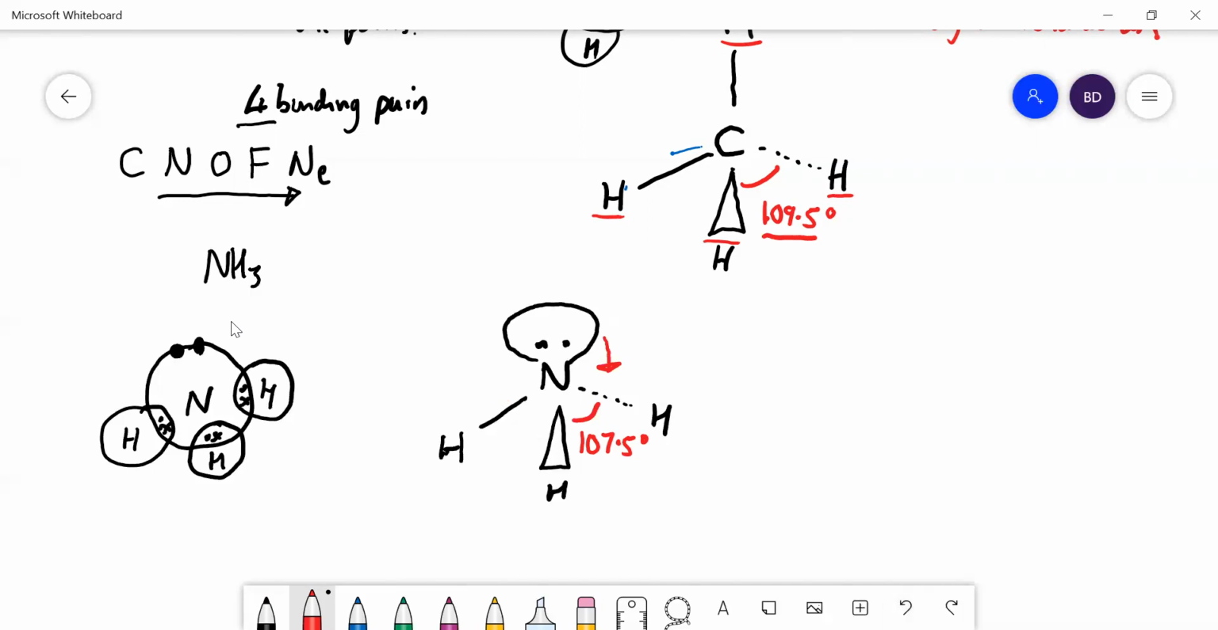Okay, so that is the case when we have three bonding pairs and one lone pair. Now, we've got four bonding pairs up there, and three bonding pairs and one lone pair. Can you think of a molecule which has got two bonding pairs and two lone pairs?